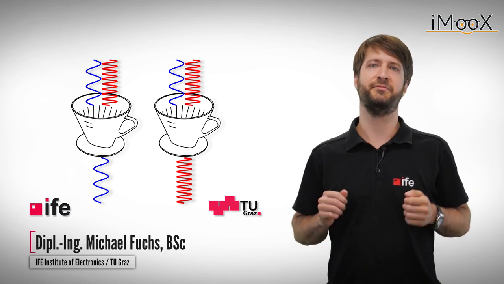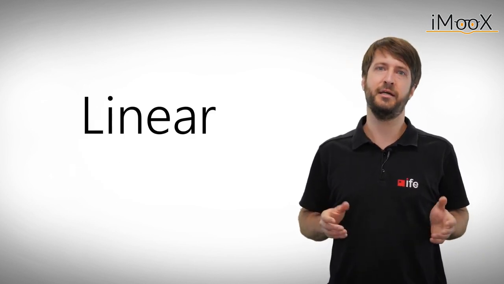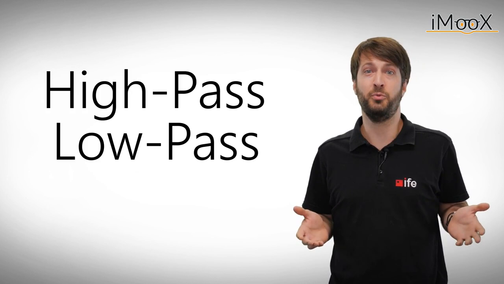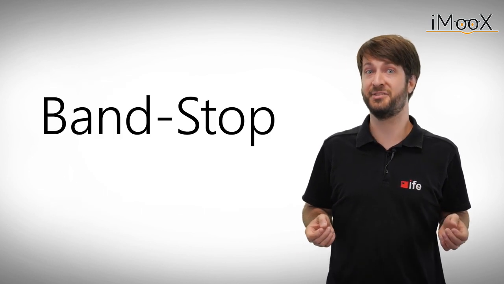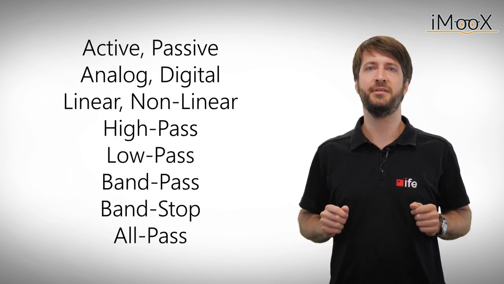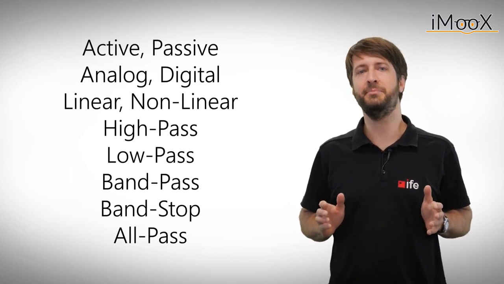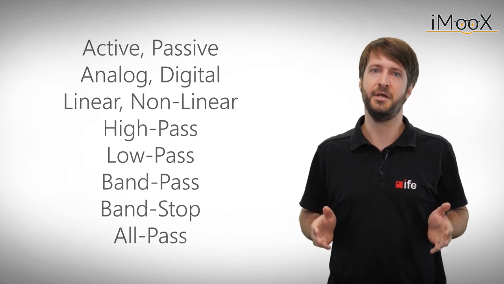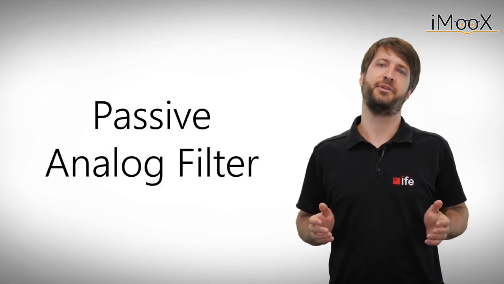Electronic filters come in a variety of different forms. They can be active, passive, analog, digital, linear, non-linear, high pass, low pass, band pass, band stop, all pass. To get the hang of it all, we want to start with one of the simplest and maybe most important circuits, the passive analog filter.